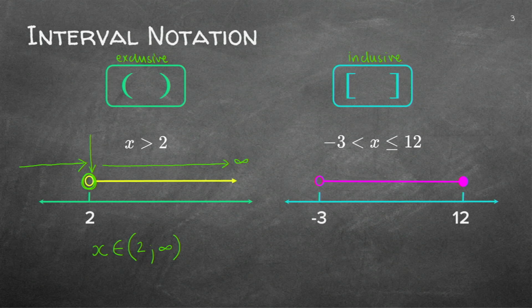For our next inequality, we are going to say that x is an element of a round bracket because we are approaching from negative infinity.